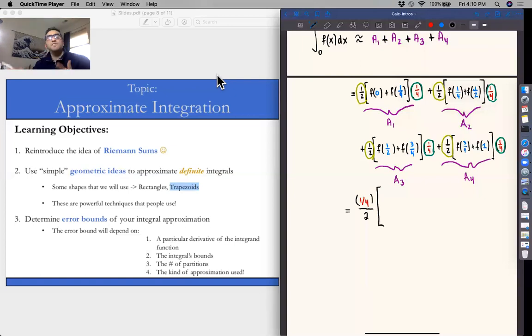And if we write out this entire thing as a big sum, we would see that there's only one f of x0. Now, if we take a look at the next one, we're going to see that there's a couple evaluations of functions at 1/4. So we actually get 2 times f of 1/4.